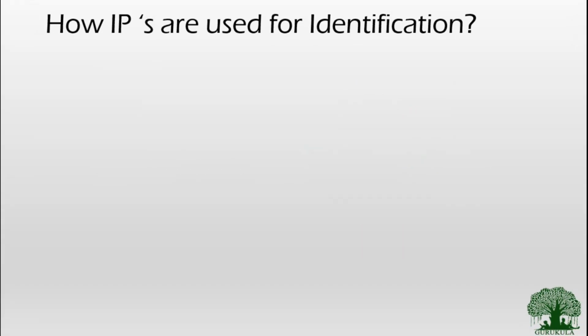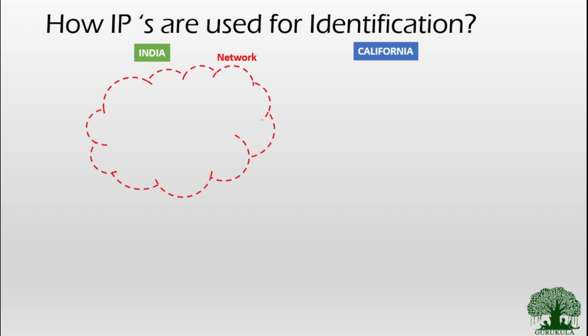So how are IP addresses used for identification? Let's take for an example. I am sitting in India, and I want to surf some pages. Let's say I want to surf google.com, whose server is located in California. So where am I located? I will be located in one network in India, and in that network I will have my laptop, which I call a host, connected to that particular network. And out of several processes running on my laptop, I will be initiating the network traffic only from one process. We call that the process ID.